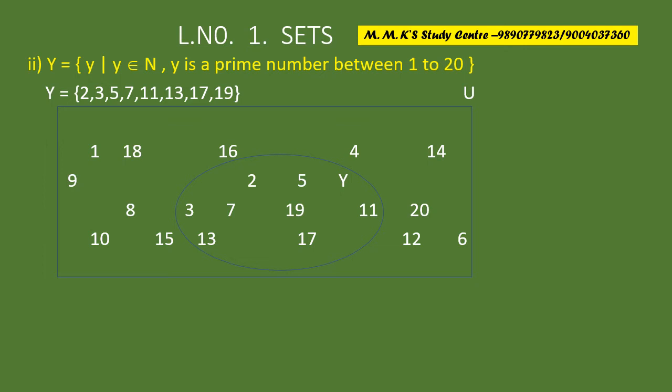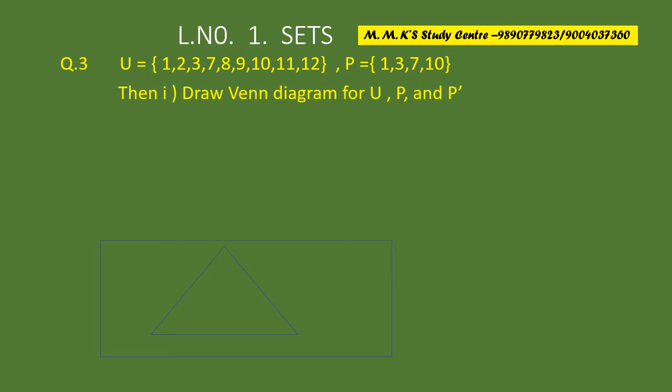Okay, so this is your Venn diagram. Now we'll go for the next sub question. Your next question is: U is the universal set where U is 1, 2, 3, 7, 8, 9, 10, 11, 12. P is given 1, 3, 7, 10. We have to draw the Venn diagram, which should contain the U, P and P dash. Okay, this all should be there.